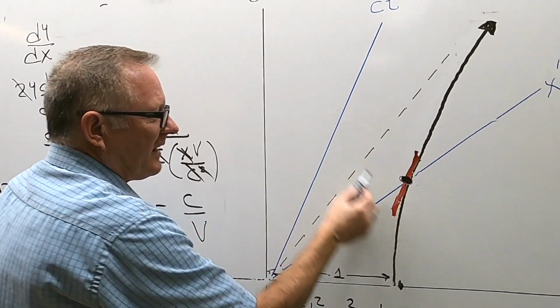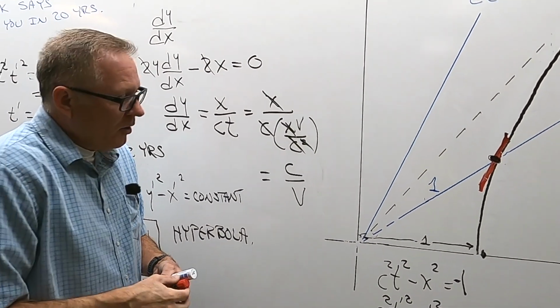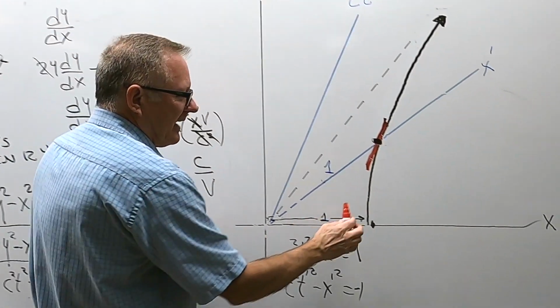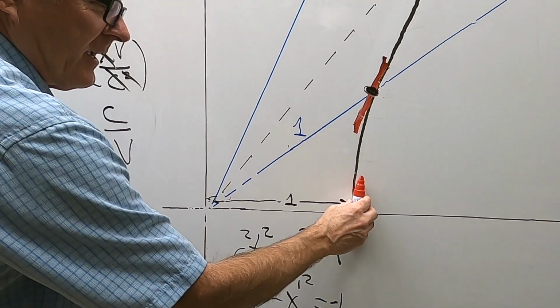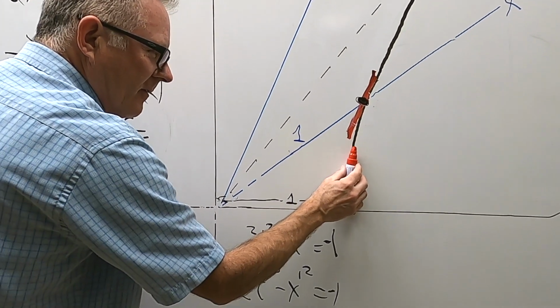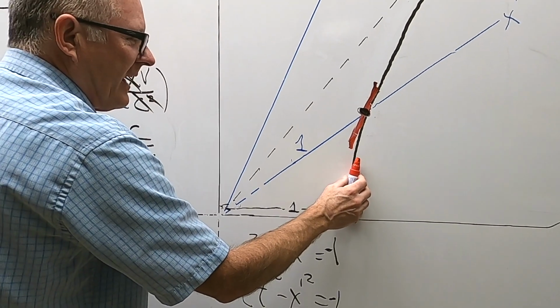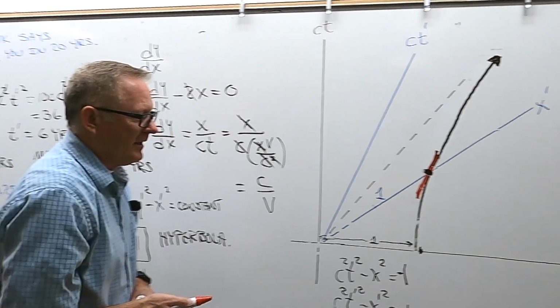So this red line and that blue line are parallel to each other. And same with this black line and this black line are parallel, but we can already see that. So on any axes you have out here, the slope of that line will be the same as the slope of your ct line right there.